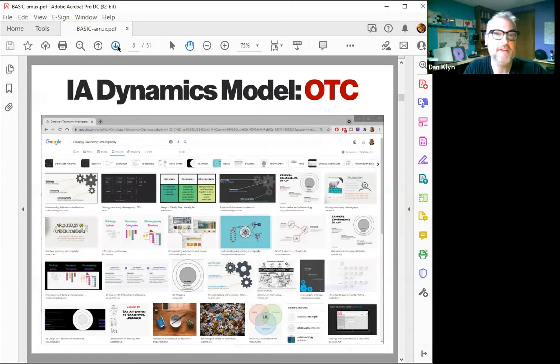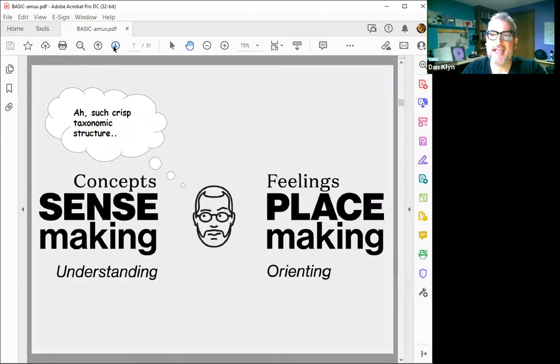So I did that about 10 years ago, and so now I'm going to do this, a new model. The previous model for explaining information architecture came about when Peter Morville issued a challenge to the community of practice to come up with better ways to explain information architecture.